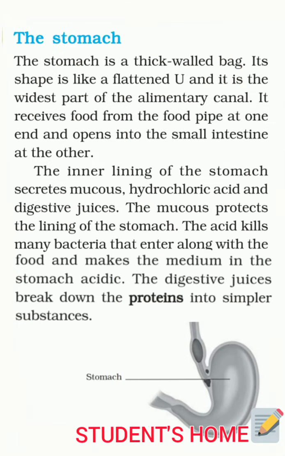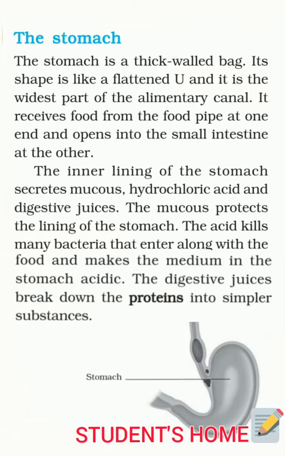Now coming to the next topic class, that is the stomach. It is our next organ. After passing through the food pipe, the food reaches our stomach. The stomach is a thick-walled bag. Its shape is like a flattened U and it is the widest part of the alimentary canal. It receives food from the food pipe at one end and opens into the small intestine at the other.